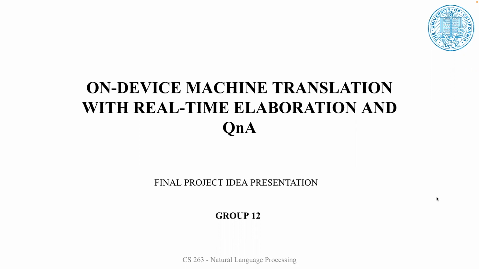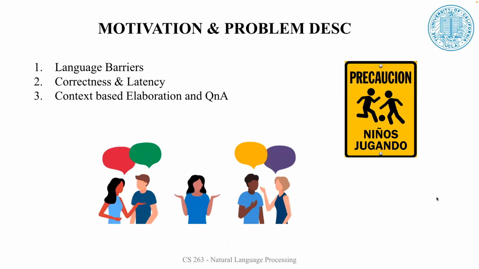I'm here to represent Group 12 for the CS263 final project idea presentation. The project idea here is on-device machine translation with real-time elaboration and Q&A. Let me start with motivation and problem description.